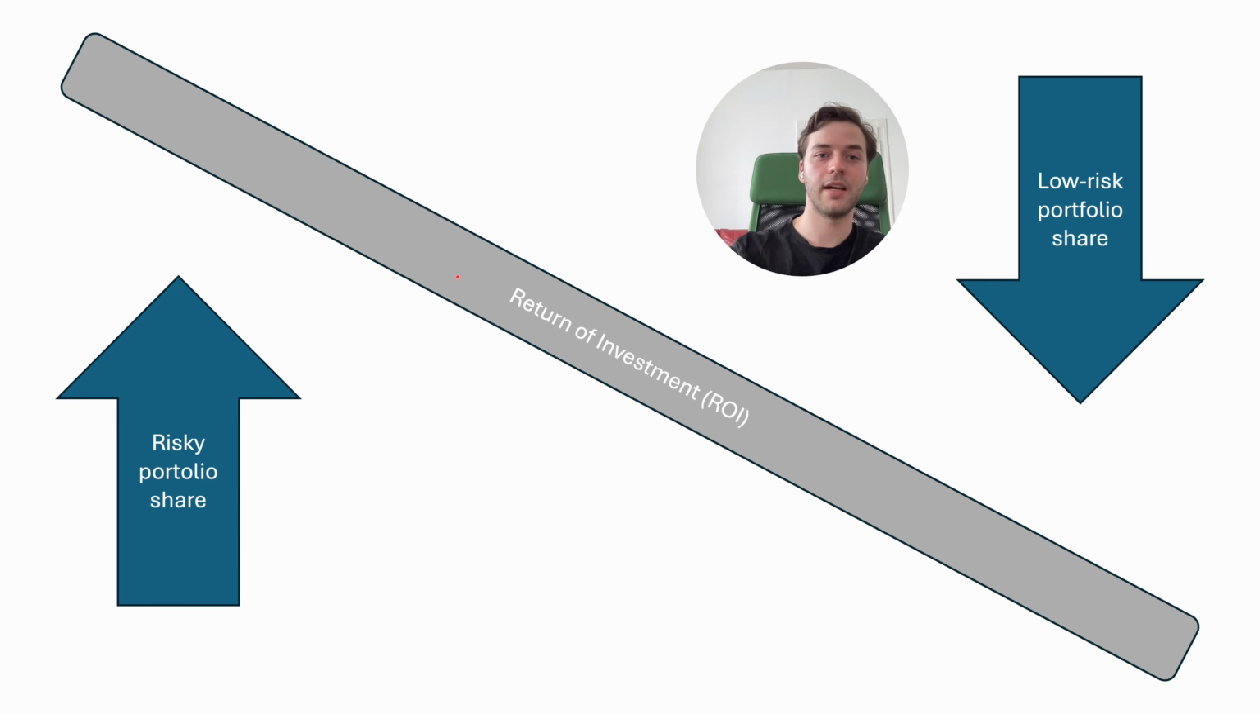If we imagine the return on investment of our portfolio like a whip, the more risky portfolio share we put, the more return on investment long-term we will generate. And the low-risk portfolio share will drag this down in the long term. So why would we not just put everything 100% into the risky portfolio share then, to maximize our return on investment in the long term?